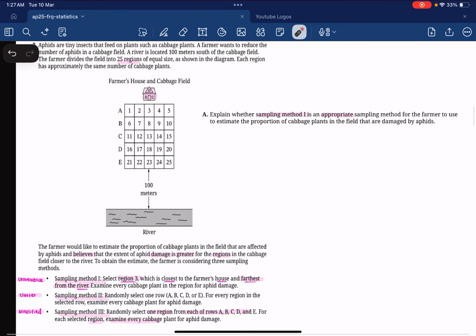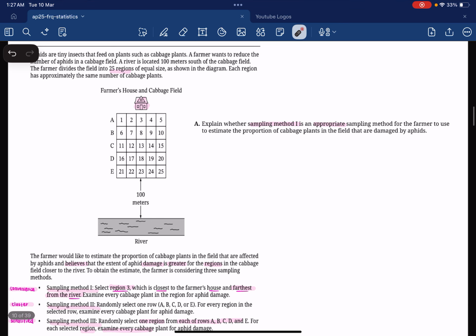Again, remember what we're trying to study. We're trying to estimate the percentage of plants that are affected by these aphids in the whole field. So first of all, if you're doing a convenience sample, if you're just selecting region 3 without randomly selecting it, you're choosing the region that is closest to his house, then you cannot generalize this to the entire field, right? So it's not a proper representation of the entire field, right? So that's the first thing.